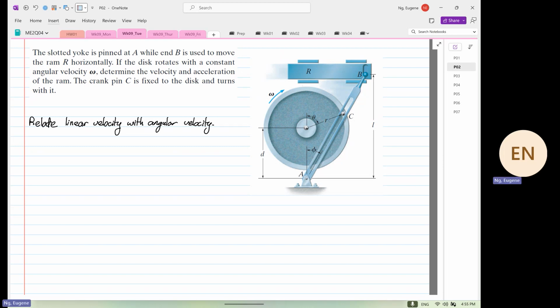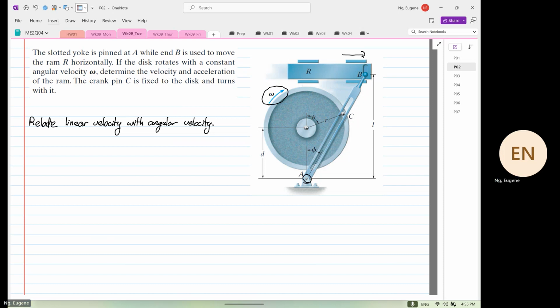Okay. So the slotted yoke is pinned at A. So we have a pin at A, while point B is used to move the ram horizontally. So the ram can be moved horizontally. I put the ram going in that direction because omega is rotating in an anti-clockwise direction. Okay. Sorry, clockwise direction. We have to determine the velocity and acceleration of the ram. The crank pin C is fixed to the disc and turned with it.